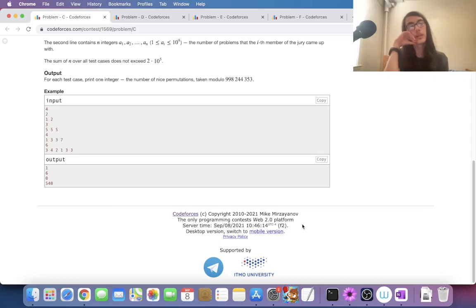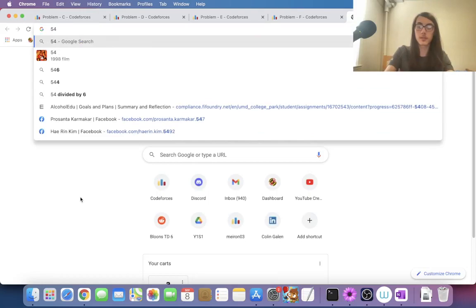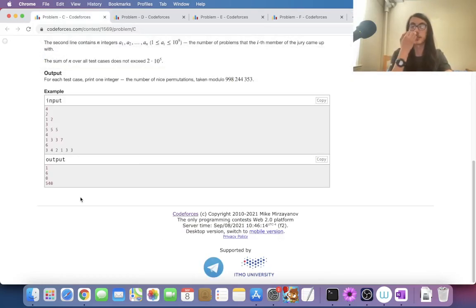Well, wait. Why does that happen? So here we have 3 3s, and somehow we get 3/4 of all permutations. So 1/4 doesn't work. Oh, yeah, okay. Wait, what? Yes. Okay.